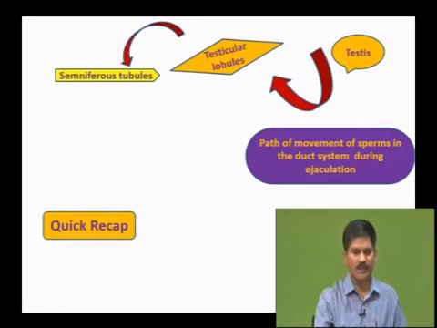So seminiferous tubules are the structural and functional unit of the testis, where spermatogenesis takes place, and the sperm cell production happens in these seminiferous tubules.